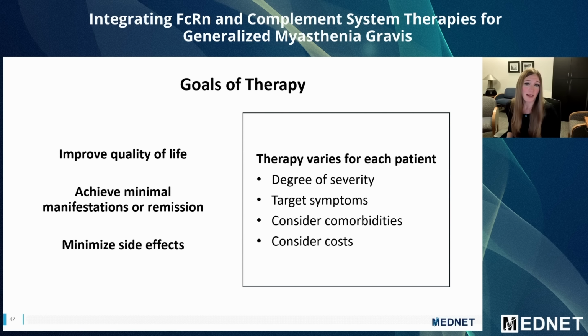So the big picture here is goals of therapy. What are our goals of therapy? I think first and foremost is do no harm, right? And then from there, you're trying to achieve minimal manifestation of disease. That is the goal in myasthenia, or even remission. But at the very least, minimal manifestations, then improving quality of life and minimizing side effects. And that therapy can vary for each patient.